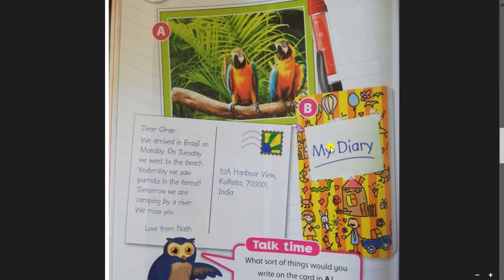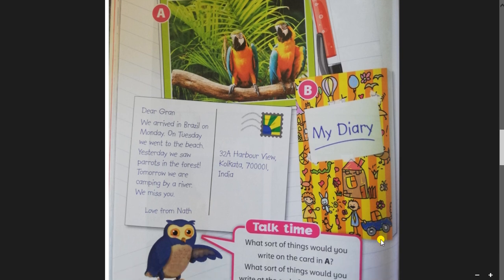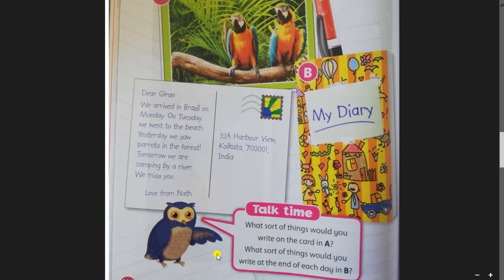And here the B, the letter B is showing us the diary, my diary. This is the copybook I told you where you could write every day what's happening to you. Okay. The owl says, what sort of things would you write on the card in A, and what sort of things would you write in the end of each day in B?